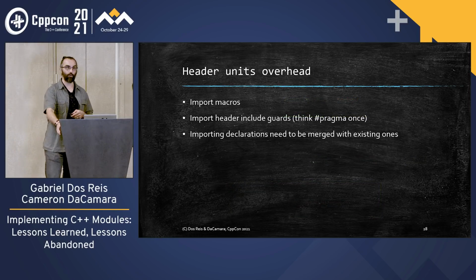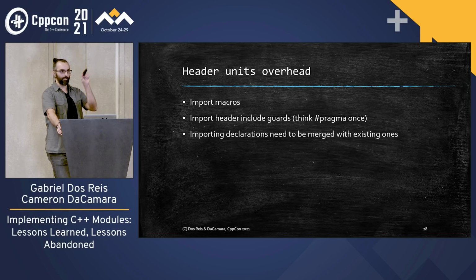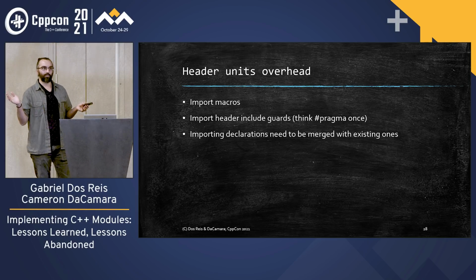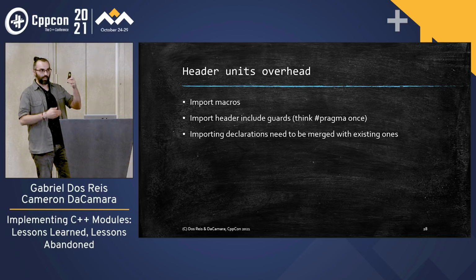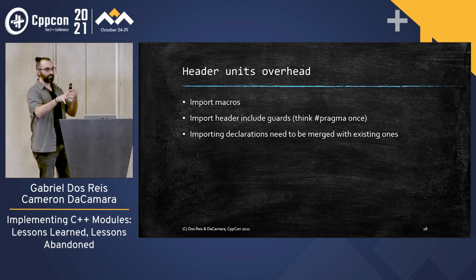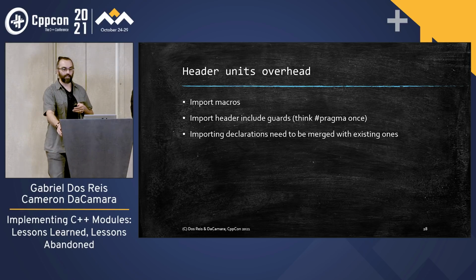Header units have overhead. And I mentioned this before, but after you say import iostream semicolon, the compiler also has to import all of the macros immediately after that semicolon is done. And this is non-trivial work. It has to create macro objects and paste all the text from the IFC into that macro. So there's a lot of overhead just materializing all of the macros from the IFC.